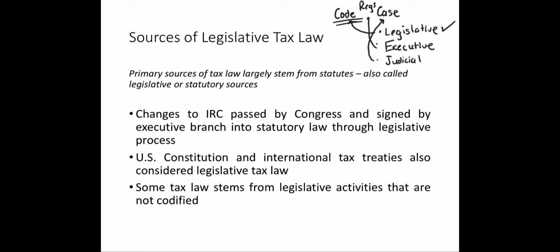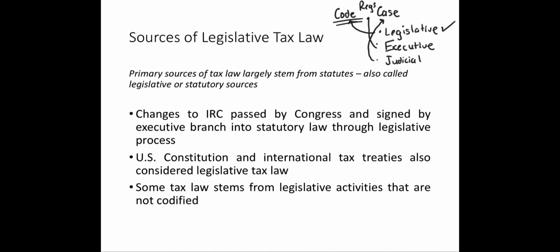and other countries, as well as some other legislative items. So changes to the Internal Revenue Code passed by Congress and signed by the executive branch into statutory law, they go through the legislative process. So the legislative process, the code, it involves the legislator, but also involves the executive branch. So again, if you've ever taken a U.S. government class, it's not as simple, right?